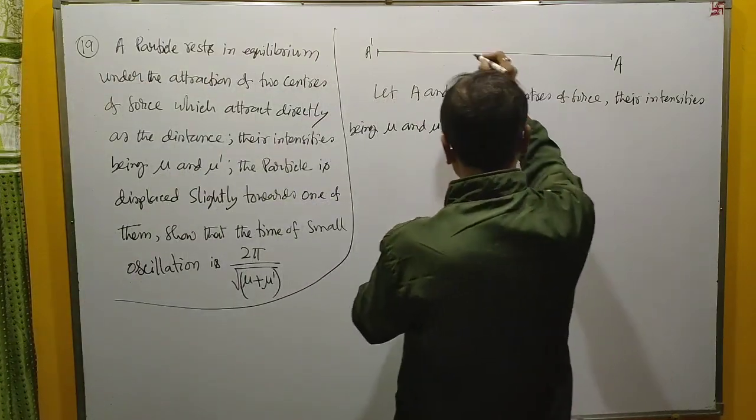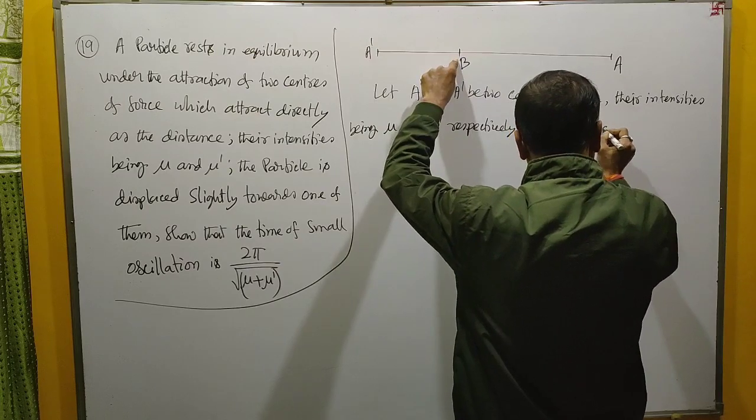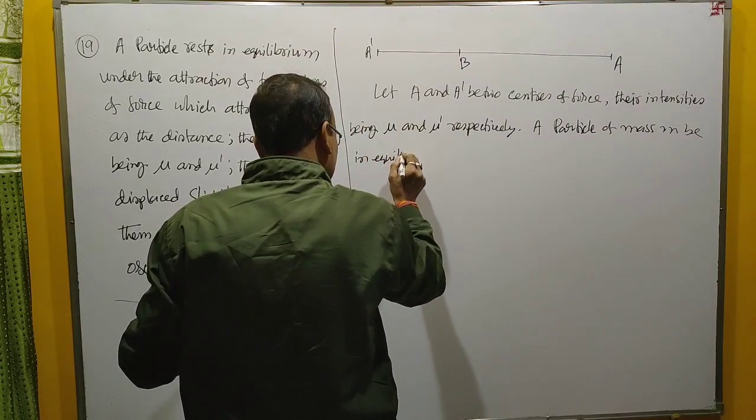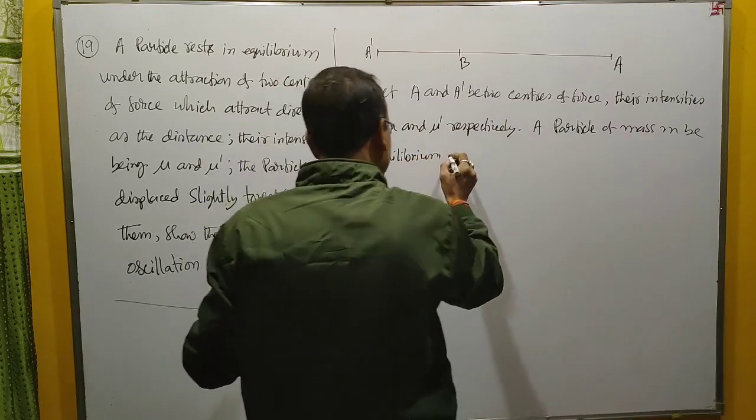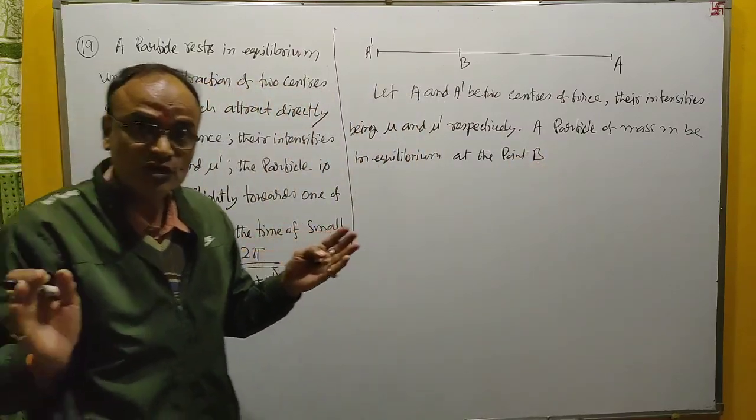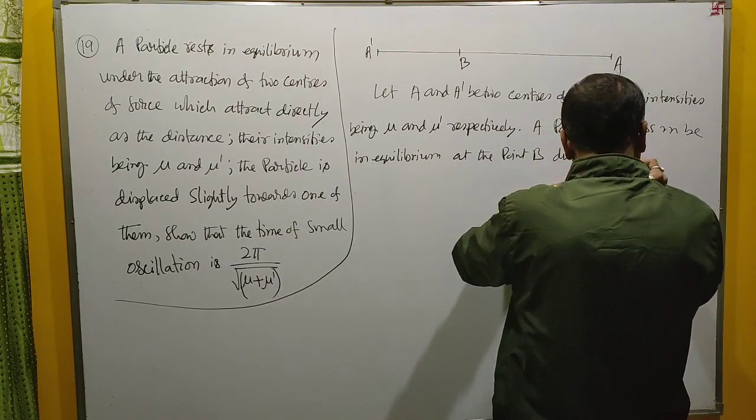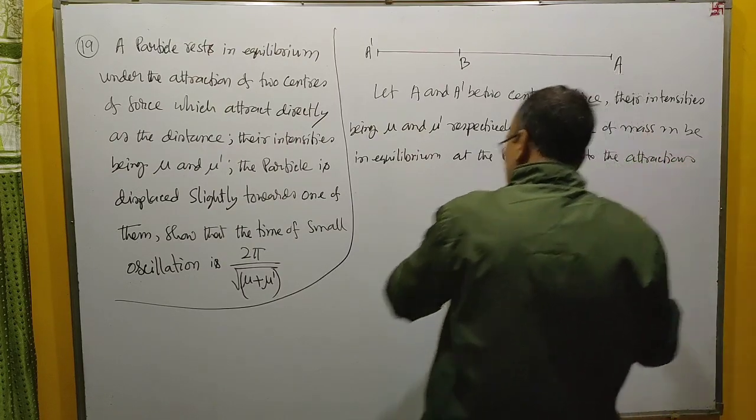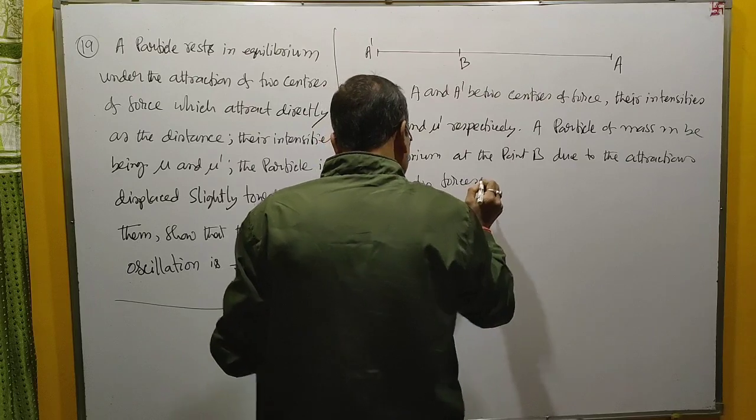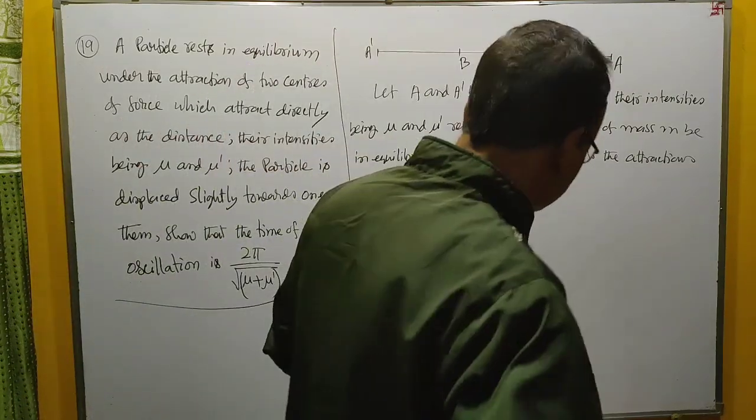A particle of mass m be in equilibrium at the point B due to the attractions of these two centers of force.